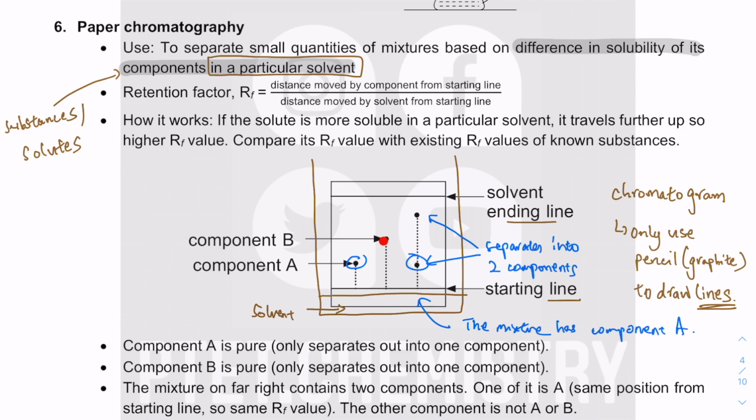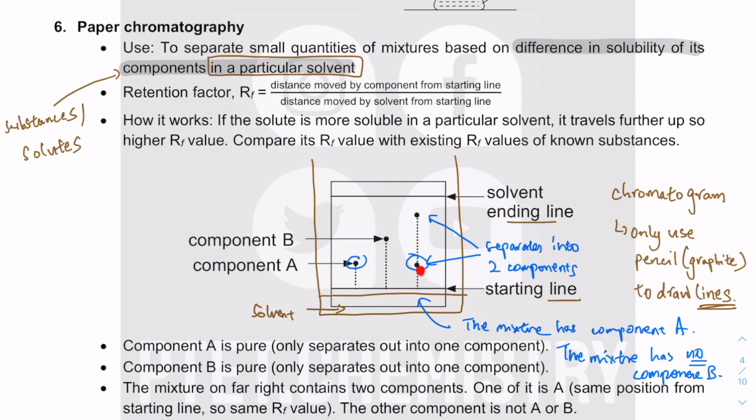Well, let's have a look. B would have moved up to this particular distance, but there's nothing that has moved up to this particular distance because they are all spotted at the same starting point. They are all put together at the starting line just above the solvent, and there's nothing there, meaning this is not there, this is not there, there is no component B in this mixture. So the mixture has no component B. So these are the kind of information that you can get just by looking at this picture alone, right?